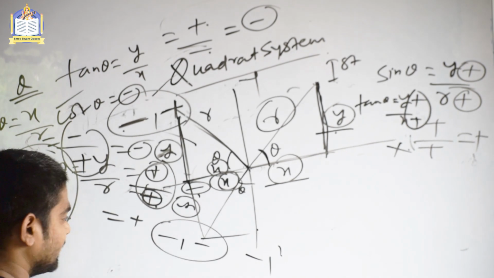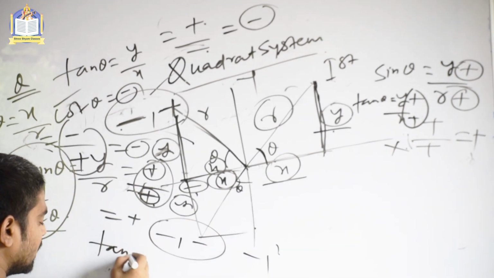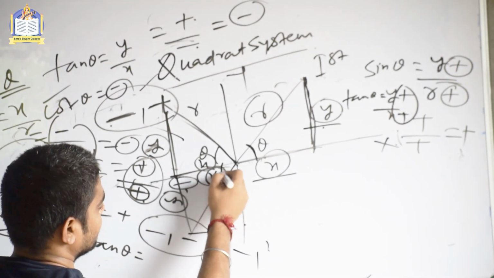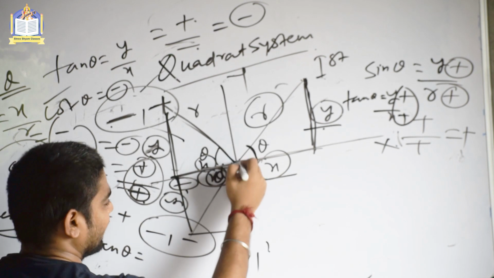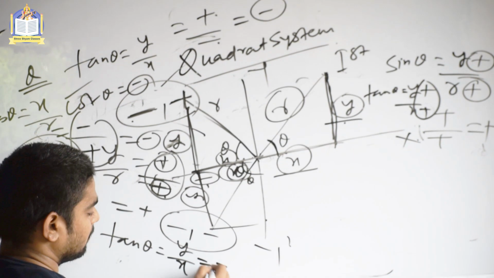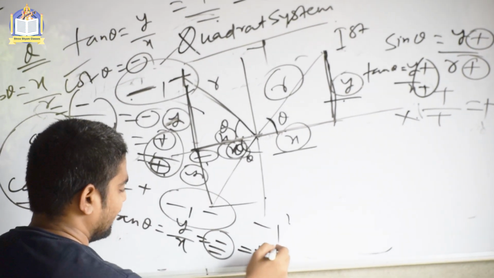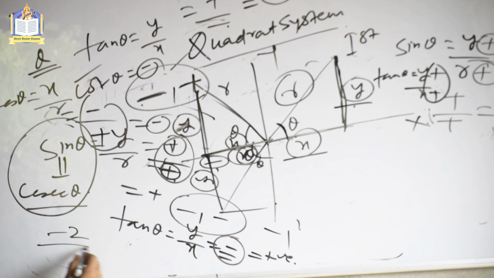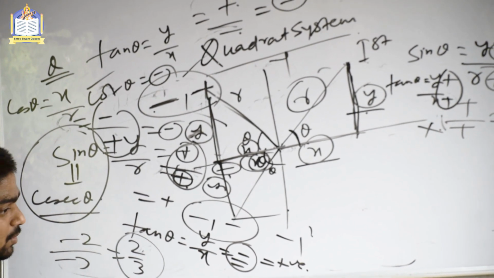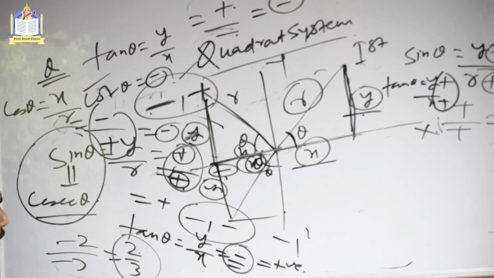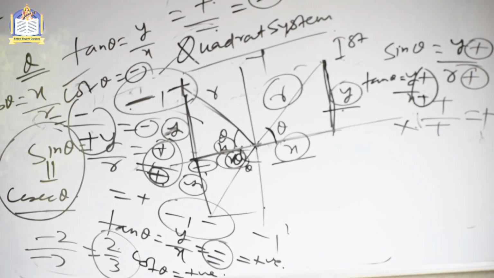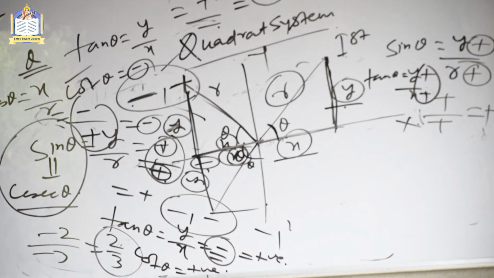So let's talk about tan theta in the third quadrant. Tan theta is nothing but p by b. So p is y and b is x, so y by x. Y here is negative and x is also negative, so negative by negative gives a positive result, like minus 2 by minus 3 gives 2 by 3. So in the third quadrant, tan theta is positive. If tan theta is positive, its reciprocal, cot theta, will also be positive. So in the third quadrant, only tan theta and its reciprocal cot theta are positive, right?